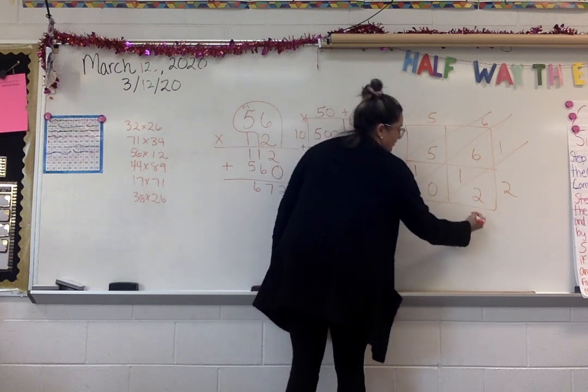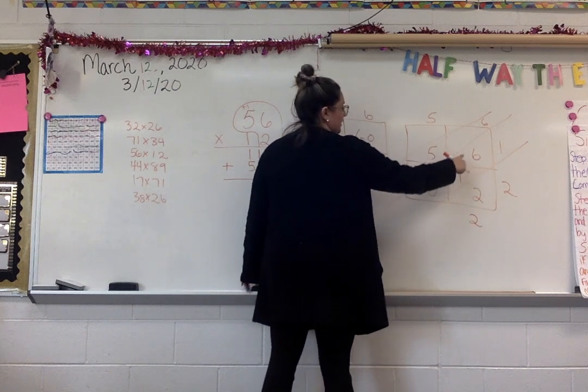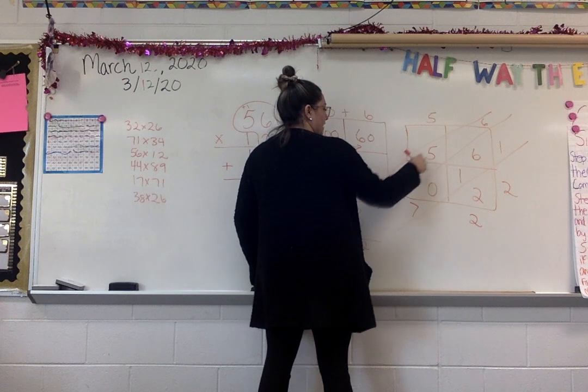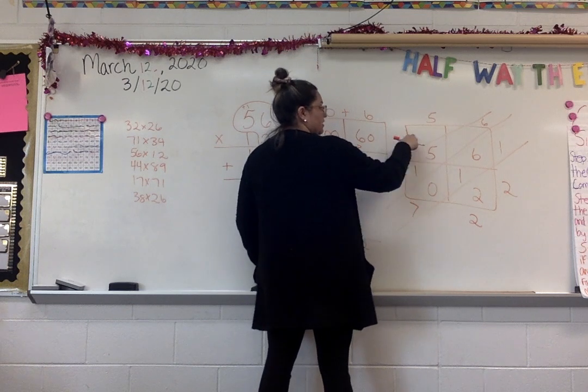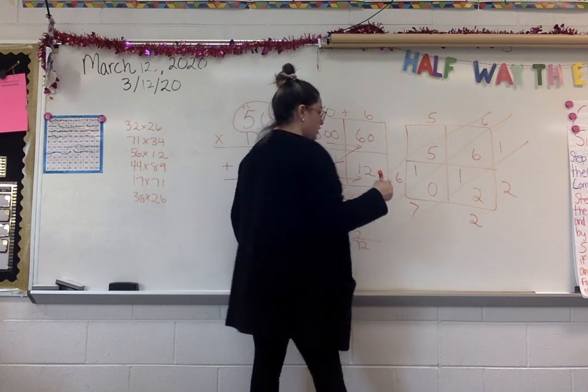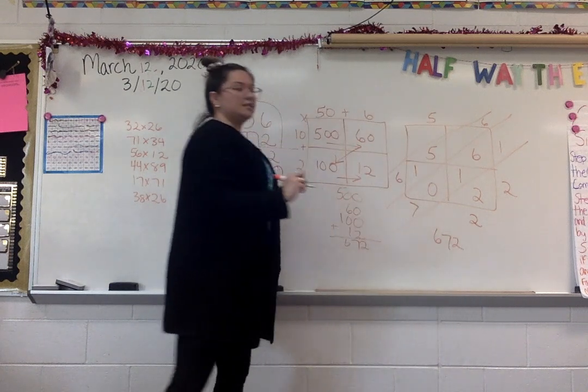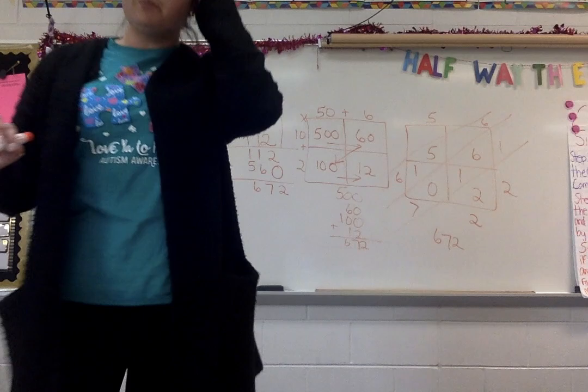So I have 2 plus nothing to give me 2. 6 plus 1 would give me 7, and 5 plus 1 would give me 6, and I have nothing up here, so I don't even have to worry about it. So I just move my numbers down, and I get 672. Okay?